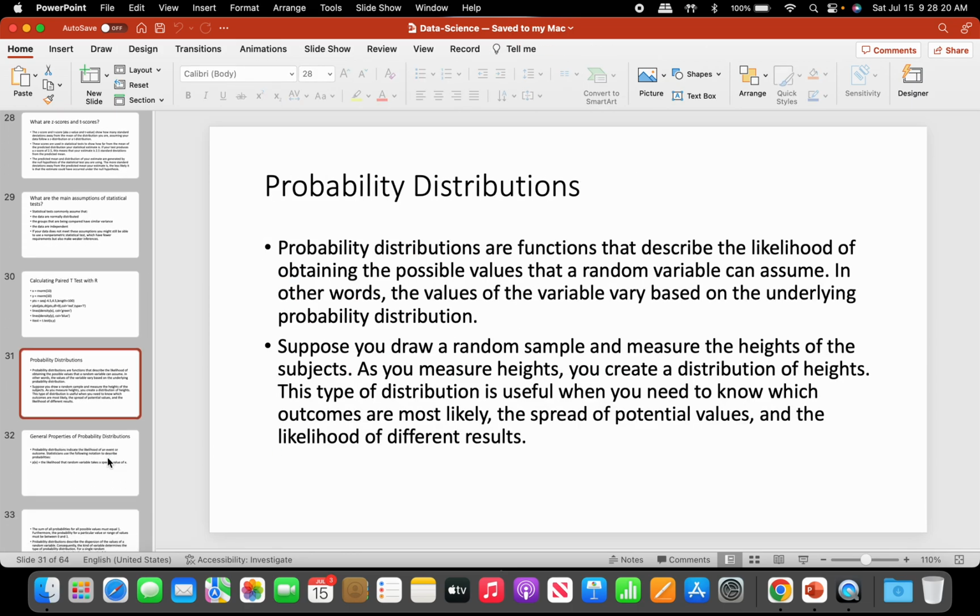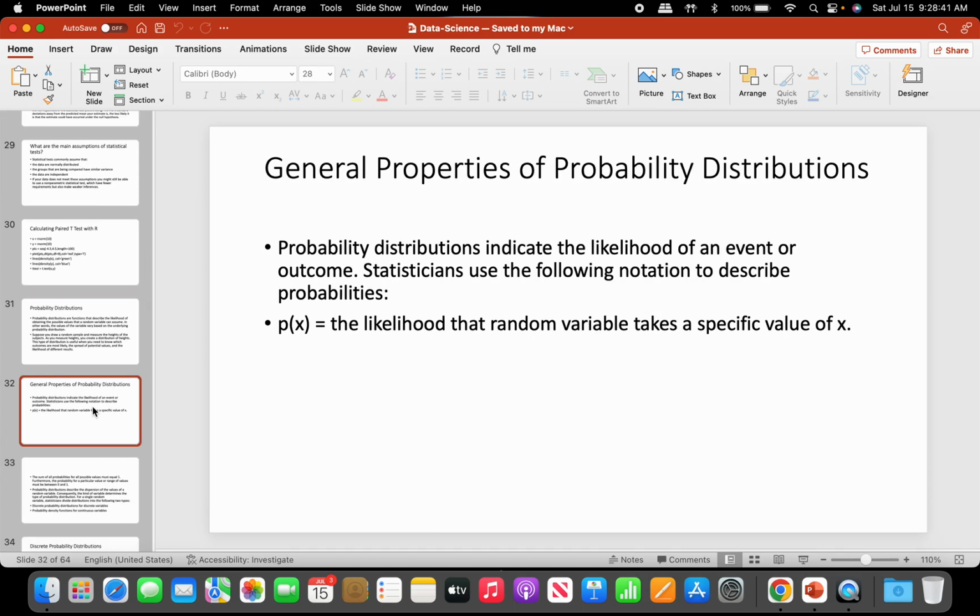Then what are distributions, right? So probability distributions are the functions that describe the likelihood of obtaining possible values that a random variable can assume. So you're using a probability, which is the calculation of chance, and applying that on a distribution function. So the general properties of normal distributions can be given by a formula called P(x). P is the probability, x is the likelihood that a random variable takes a specific value of x.